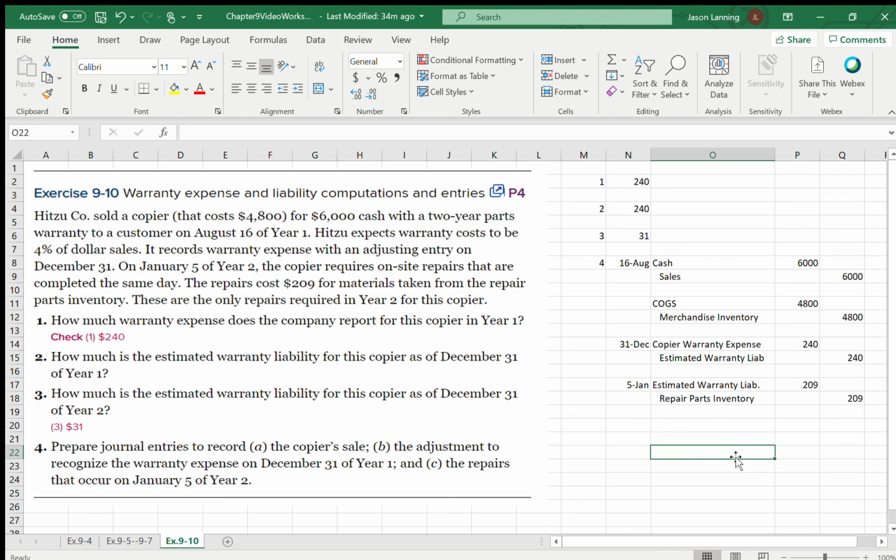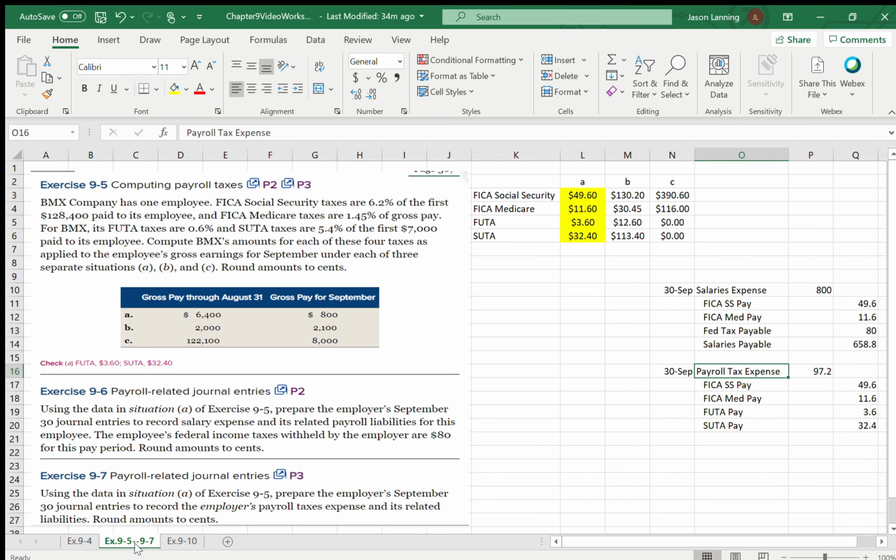So this is A, B, and C. This is how we do warranties here. So this is pretty much chapter 9, the important stuff in a nutshell.